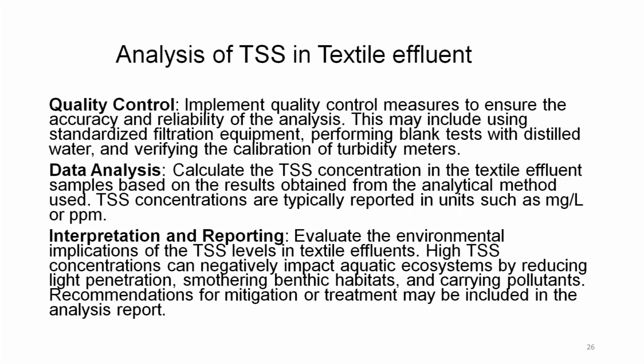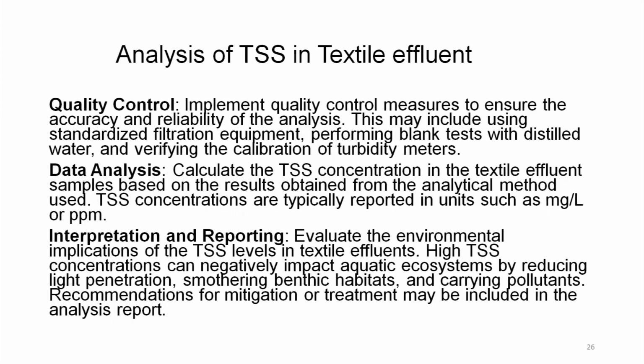Quality control. Implement quality control measures to ensure the accuracy and reliability of the analysis. This may include using standardized filtration equipment, performing blank tests with distilled water and verifying the calibration of turbidity meters. Data analysis. Calculate the TSS concentration in the textile samples based on the results obtained from the analytical method used. TSS concentrations are typically reported in units such as milligram per liter or ppm.